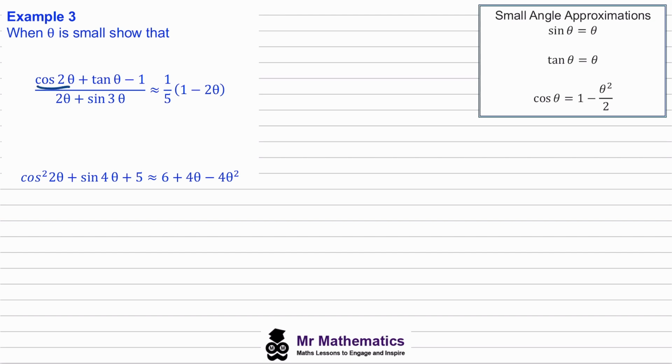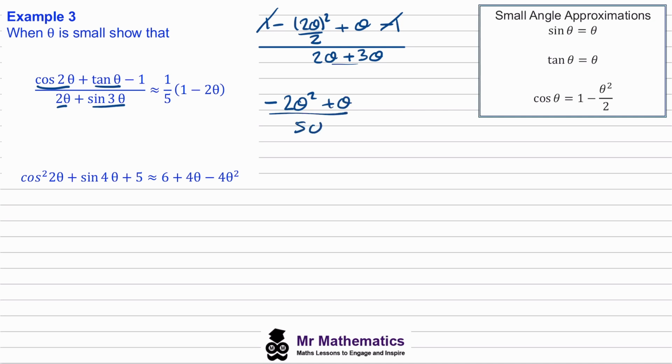Okay, so if we begin with cos⁴ theta, this will be 1 minus 2 theta squared over 2 plus the tan theta minus the 1 over 2 theta plus 3 theta. We can cancel the 1 with a negative 1. Then we'll have negative 4 theta squared over 2 plus theta over 5 theta. We'll factor out our numerator. And then we can cancel these two. So we'll have 1/5 of 1 minus 2 theta. How did you get on with that?